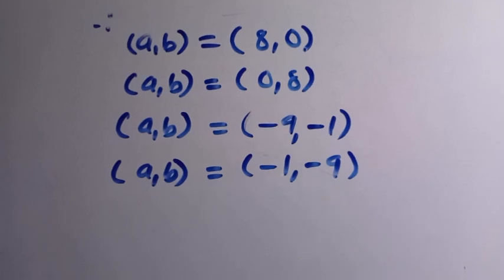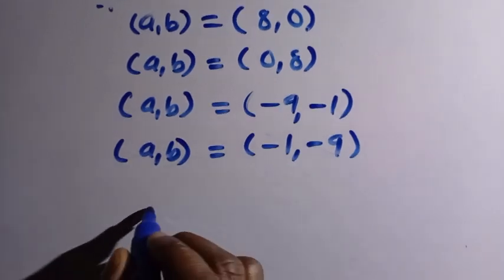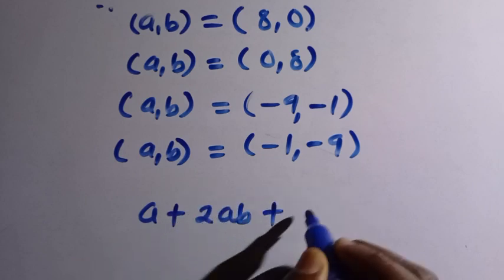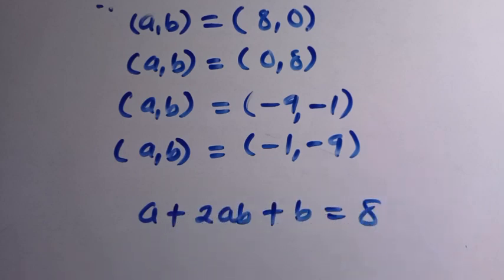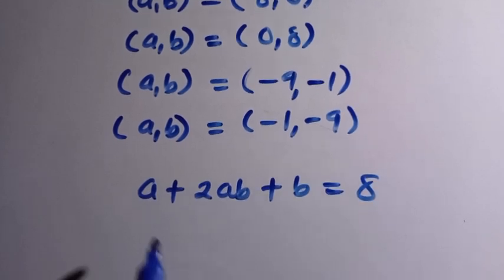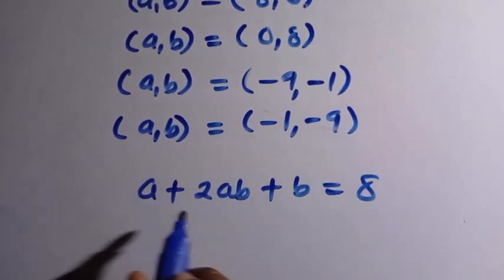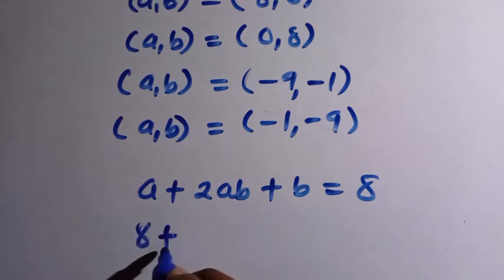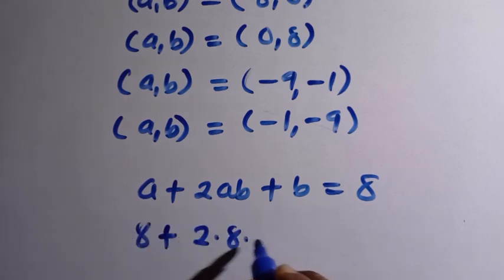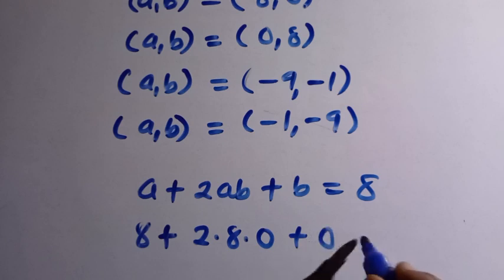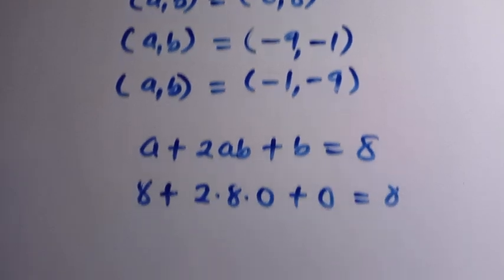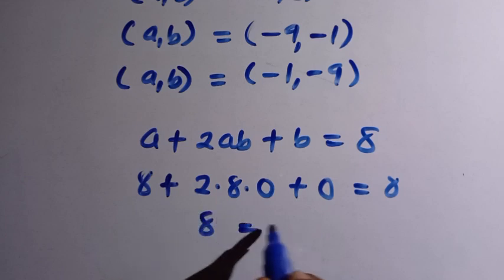And we can just try and verify from one of these. So suppose we are given, for the first case, a plus 2ab plus b equals 8. If our a here equals 8 and our b is 0, I try and put it here. We are going to have 8 plus 2 times 8 times 0 plus 0 equals 8. So the whole of this becomes 0, and this shows that our 8 here equals 8.